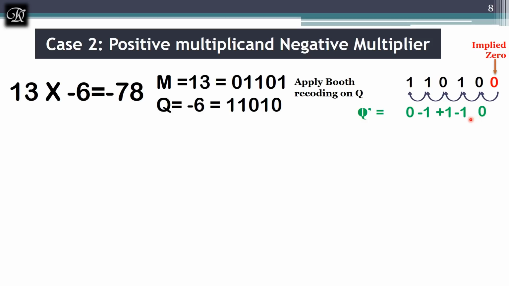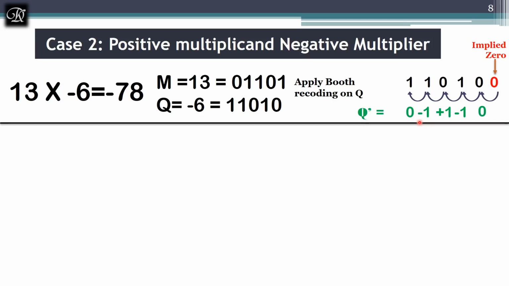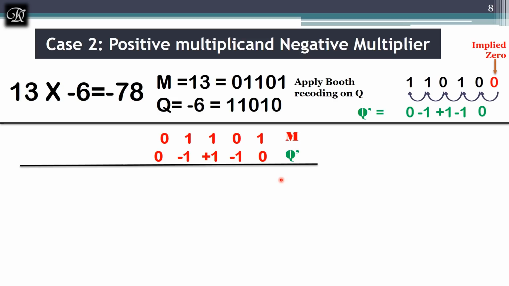It's mandatory to mention the sign of each bit except 0, because that sign is the key thing which is going to change the values. Let's see how to do the multiplication. When we are performing the multiplication, again you take 0 1 1 0 1, that is m, and 0, -1, +1, -1 and 0, which is the new q. Let's perform the multiplication. As before, we have to find each partial product for 2n bits.